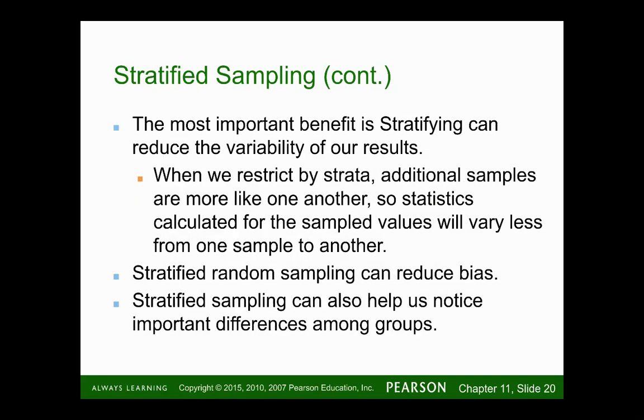Okay. The most important benefit of stratifying is that it can reduce the variability of our results. When we restrict by strata, additional samples are more like one another, so statistics calculated from the sampled values will vary less from one sample to the other. Stratified random sampling can reduce bias because we get equal representation of the different strata. And stratified sampling can also help us notice important differences among the groups.